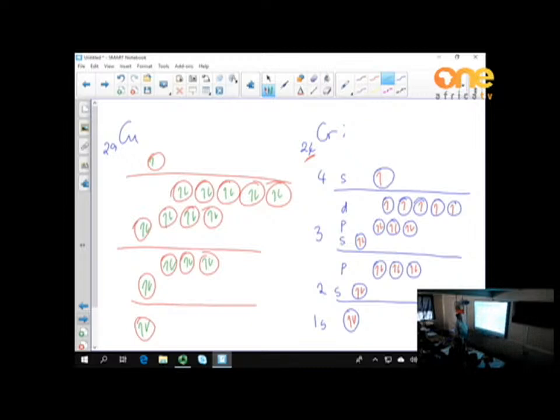Say again? I've just said they all jump to s except chromium and copper. So make a note of the exception. Just write a little note in there in your books. Then you should be all right with that.